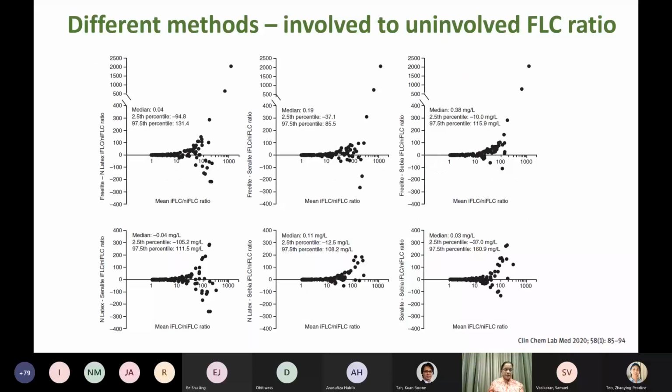These are the difference plots for involved to uninvolved free light chain ratio. We can see significant differences between 4 methods, especially for high results. So you can't use different methods to monitor patients.